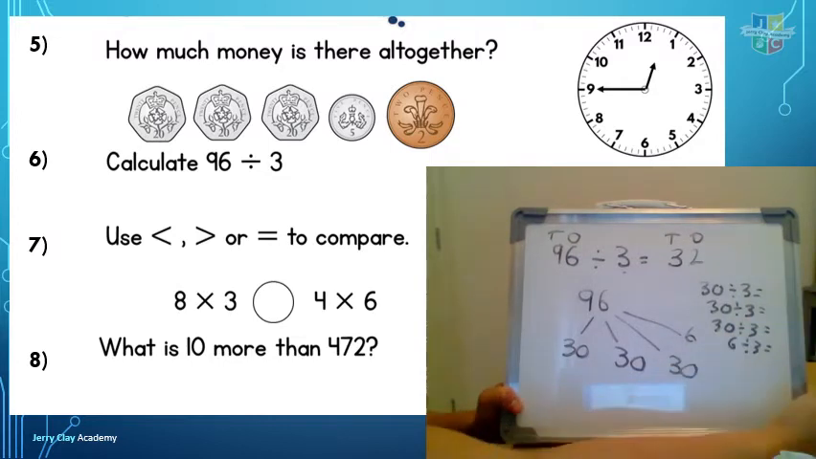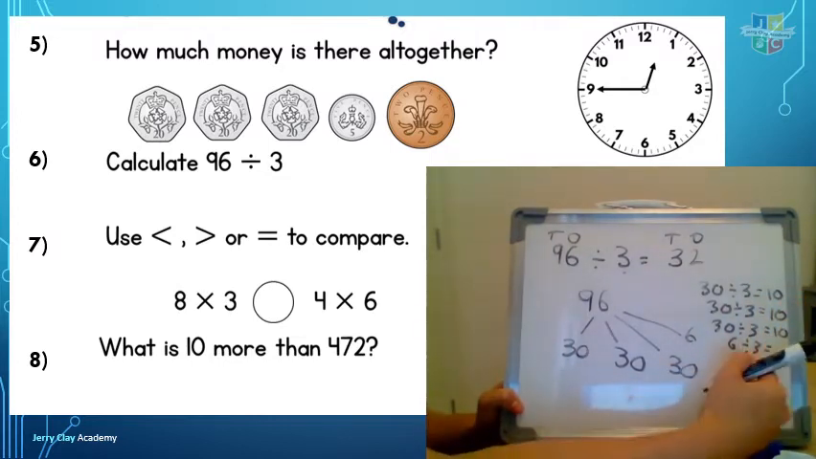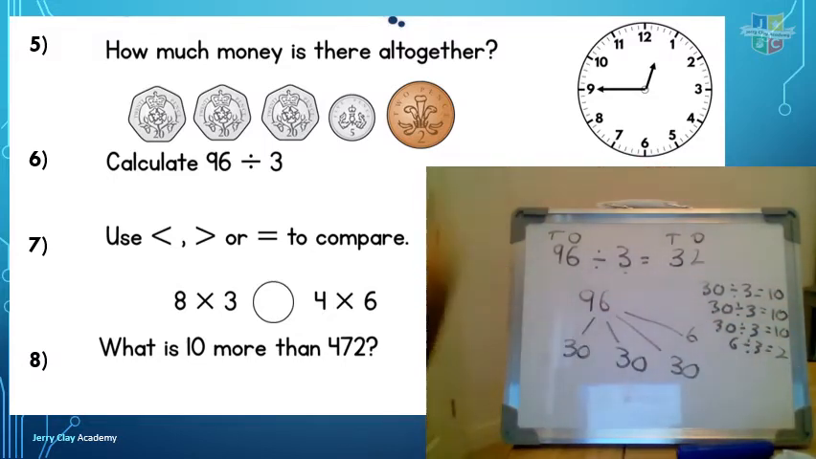And if we worked it out, we know 3 goes into 30 10 times. And I know 3 goes into 6 twice. So if I add all those numbers together, I would get 32. So that's another way you could have done it.